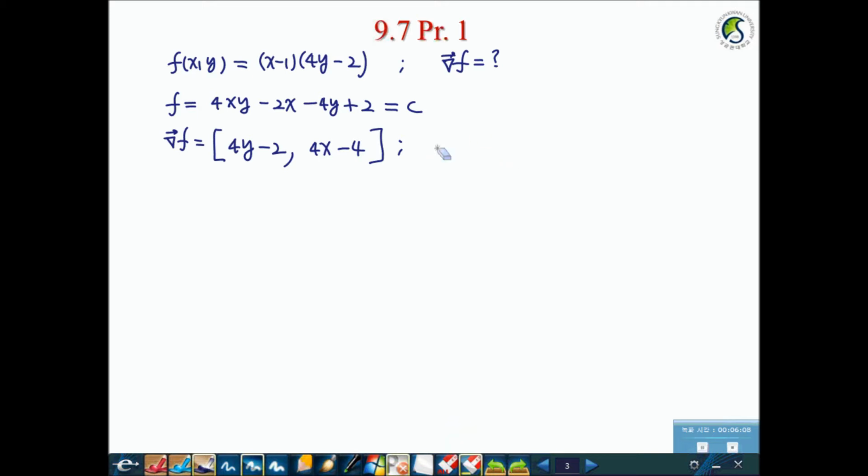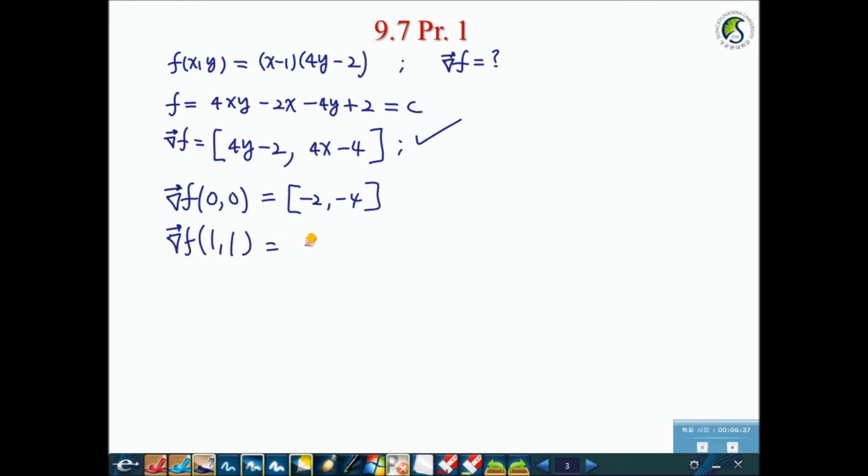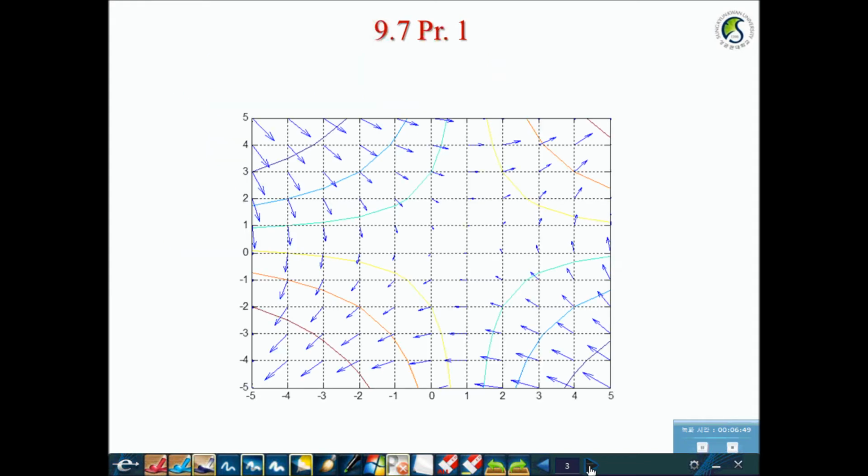So this is the gradient vector, and we have to visualize it, right? We can plot that, right? Like this. I mean, we can find the value depending on the position, right? So that's minus 2 and minus 4, right? If we change to 1, 1, that's 2, 0, right? So as position changes, the value changes, right? The vector changes. So let's try to show this on the plot.